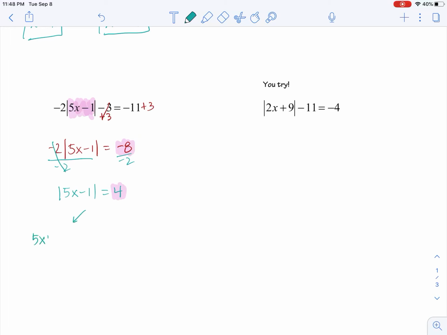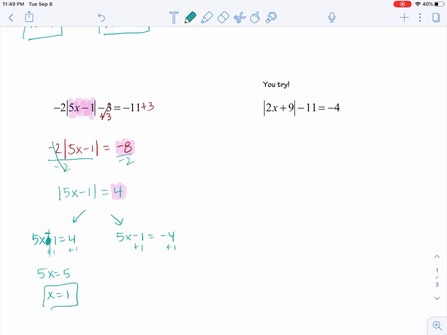So you're going to do 5x minus 1 is equal to 4. You're also going to do 5x minus, oops, sorry guys, that's a minus. Don't change the signs of anything. 5x minus 1 is equal to negative 4. So I just solve as usual by adding 1 to both sides. 5x equals 5. So x equals 1.